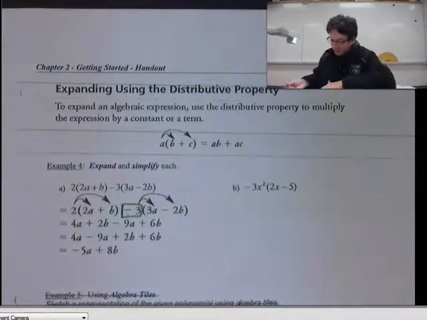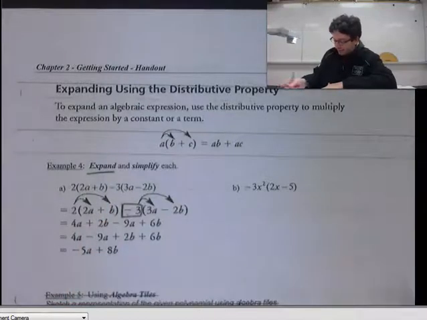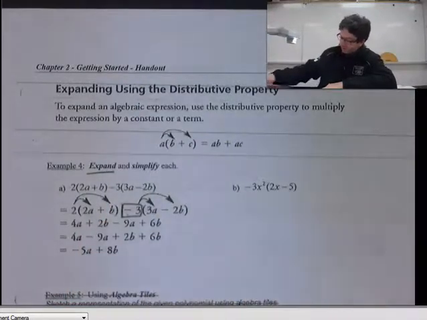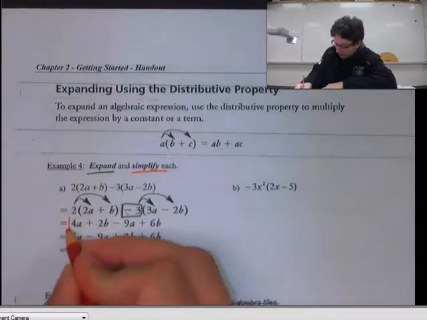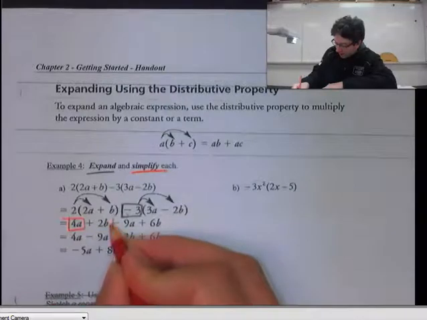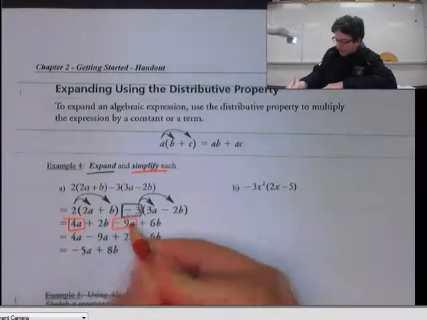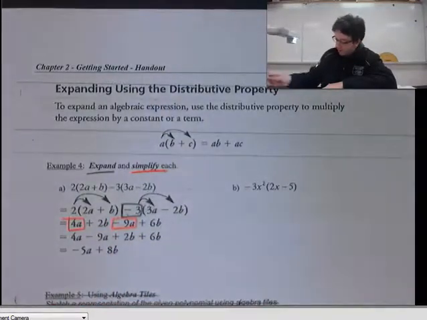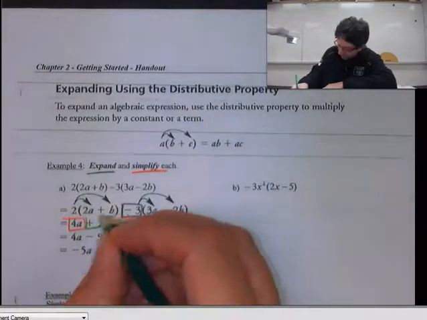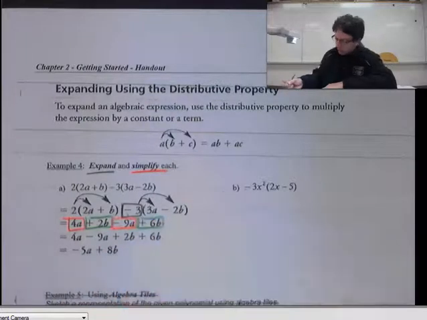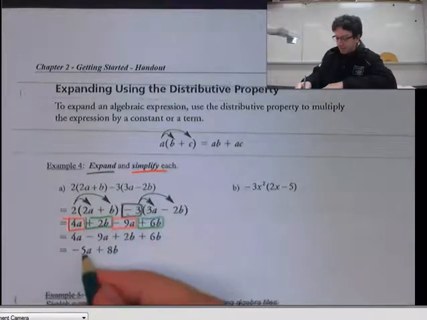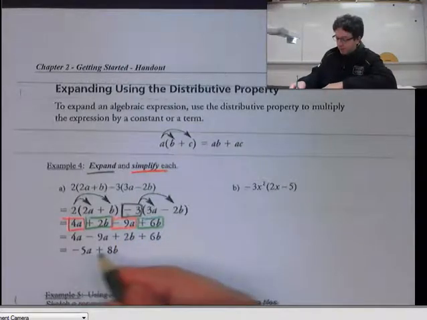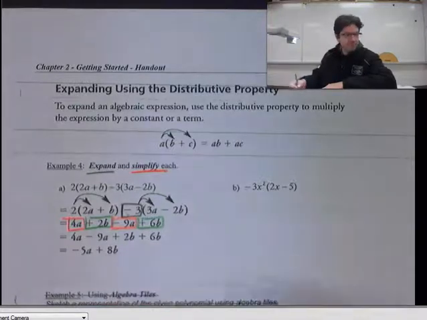At that point, you need to simplify. So we did the expand, that's the distributive property. Now we need to simplify. So here we have a like term, and here we have a like term. Just remember that negative is part of that term. And then we have these two like terms, here and here. So 4 minus 9 gives us minus 5a, and 2 plus 6 gives us 8b.